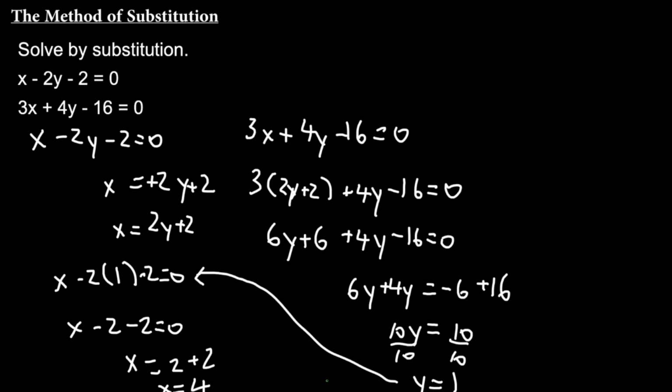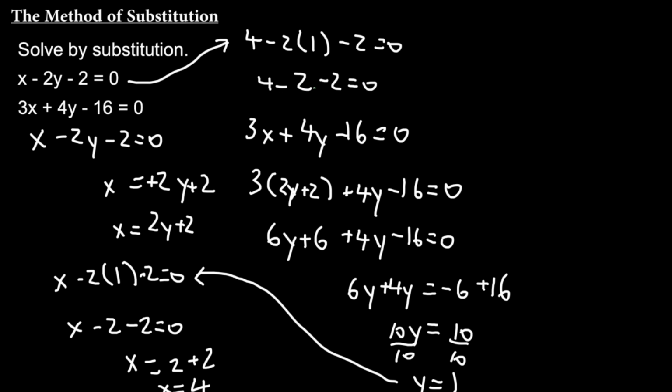X equals 4, y equals 1. So now to do a check, we're going to substitute these numbers into both equations, and it should make sense after you substitute it. So x was 4, so 4 minus 2, y we said was 1, minus 2 equals 0. 4 minus 2, negative 2 times 1 is negative 2, minus 2 equals 0. 4 minus 2 is 2, minus 2 is 0, therefore that does hold true.